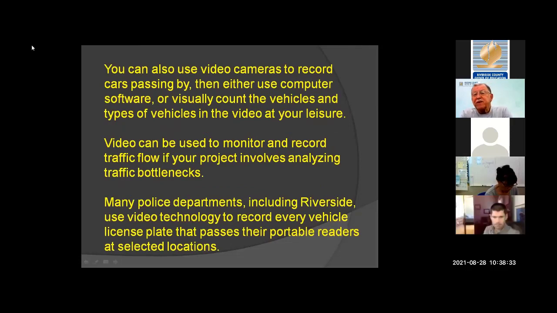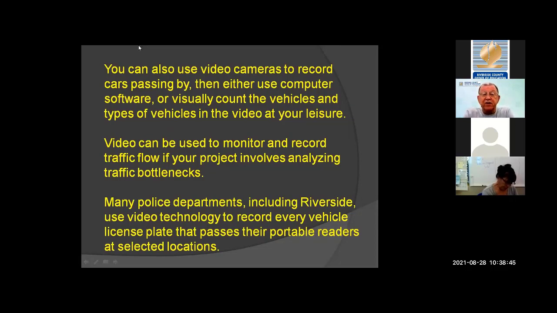You can also use video cameras. Video cameras are used for a lot of this kind of stuff nowadays. You can use computer software or visually count the vehicles and the types of vehicles in the videos as they go by. You can fast forward them, whatever you need to do to get it done. You can use them to monitor and record traffic flow. As a matter of fact, if you look out on the freeways, there's lots and lots of video cameras, a lot of which you can actually access from the internet if you wanted to count something that way.